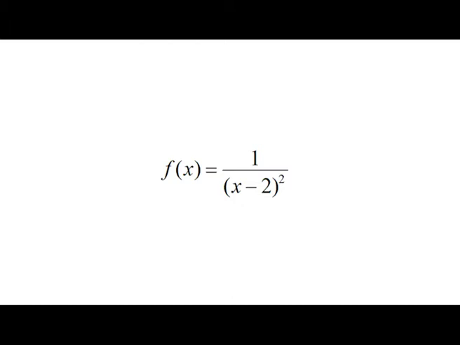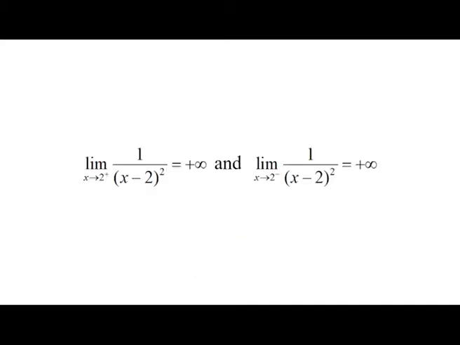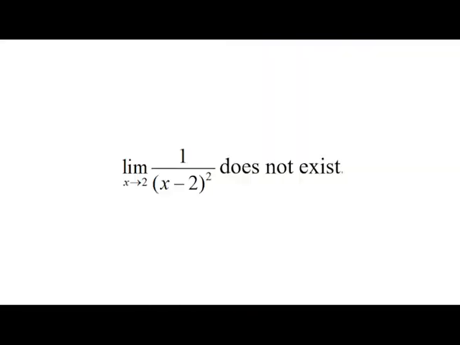As another example, for the function f(x) = 1/(x-2)², we have the limit of 1/(x-2)² as x approaches 2 from the right is positive infinity, and the limit as x approaches 2 from the left is positive infinity. Then we write the limit of 1/(x-2)² as x approaches 2 is positive infinity. Here also we conclude that the limit does not exist.